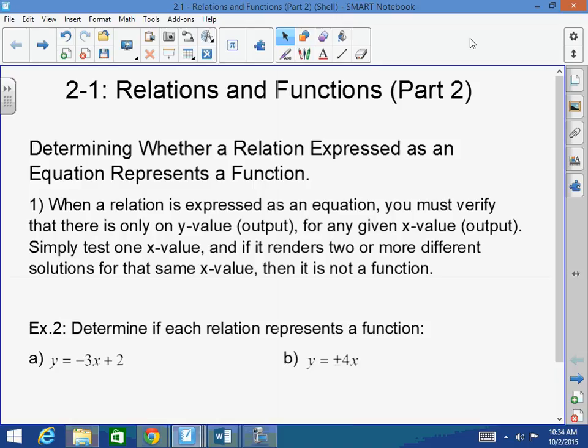Today, guys, we're going to go a little bit deeper into functions. We're going to be determining whether a relation expressed as an equation represents a function. Okay? When a relation is expressed as an equation, you must verify that there is only one y value output for any given x value.